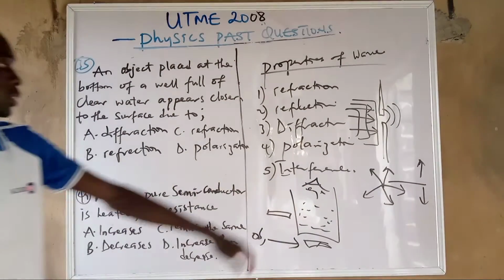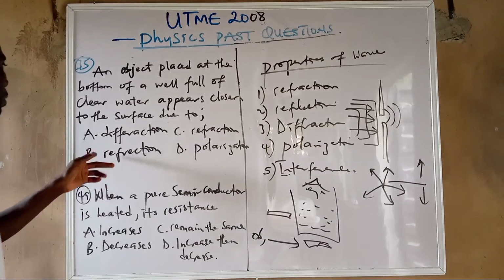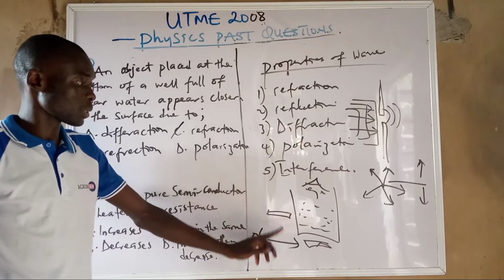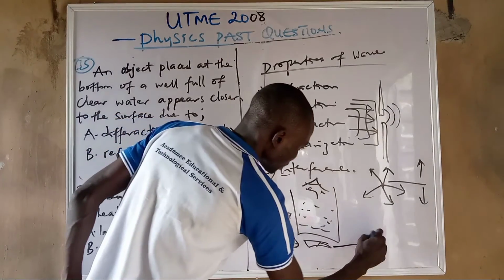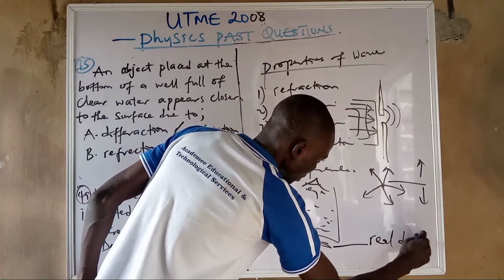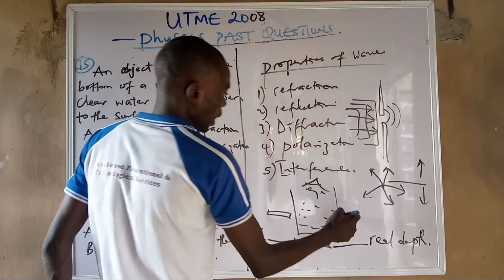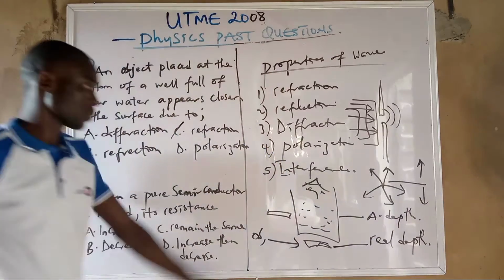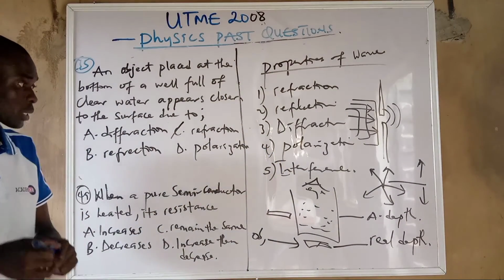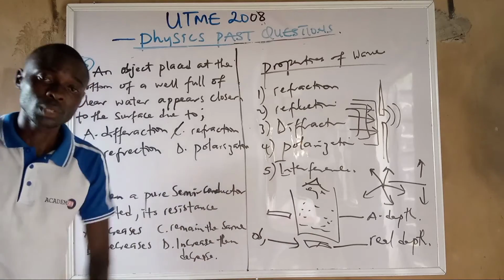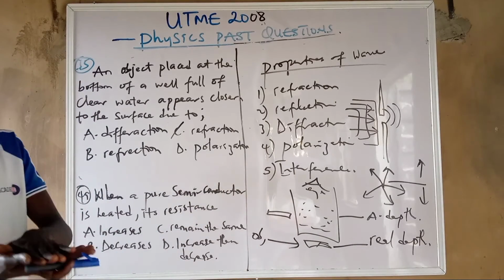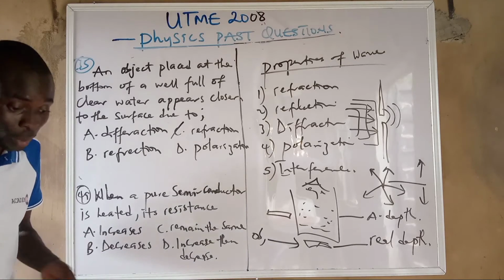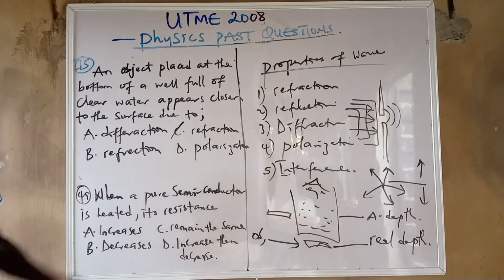So what is that concept called? It is a concept under refraction, because that's talking about real depth and apparent depth. Where the object is, is the real depth. Where it appears to be is the apparent depth. Refraction makes that occur. You can test that at home too. You place any object below a cup of water and view it from the top, and you see that it appears higher than it really is.